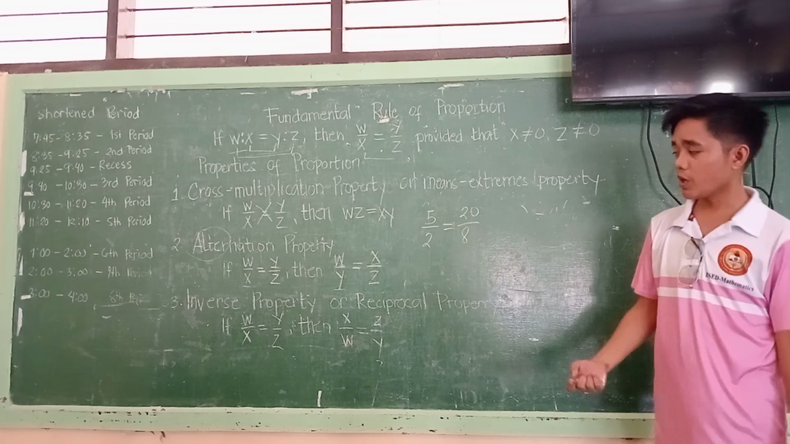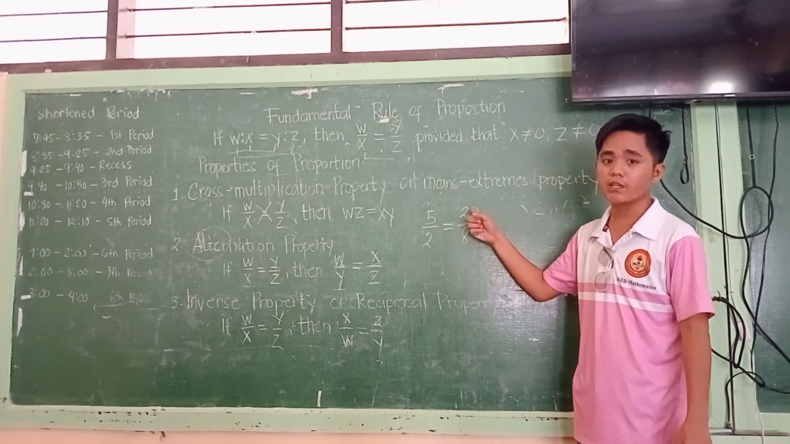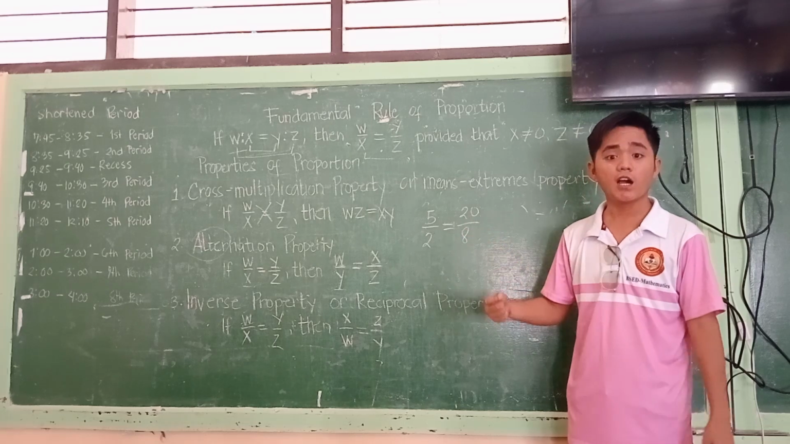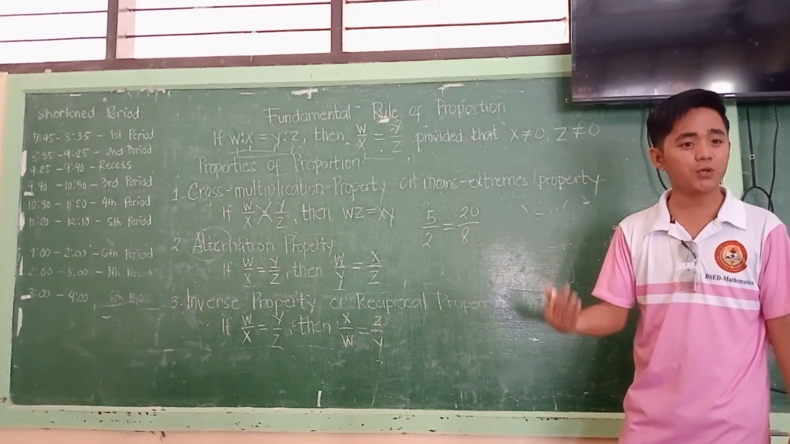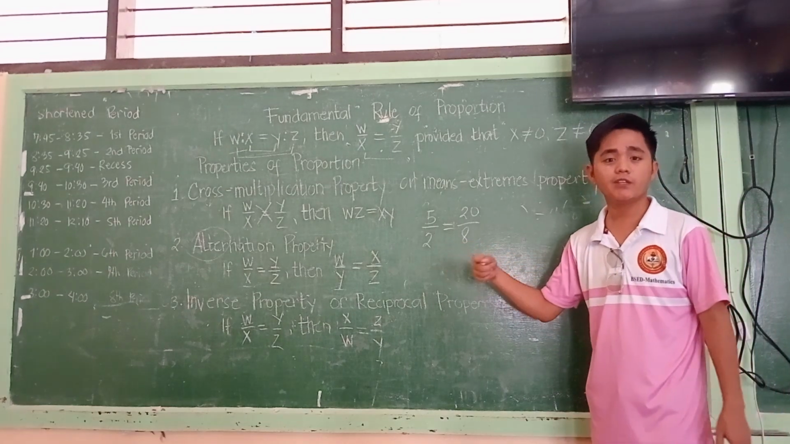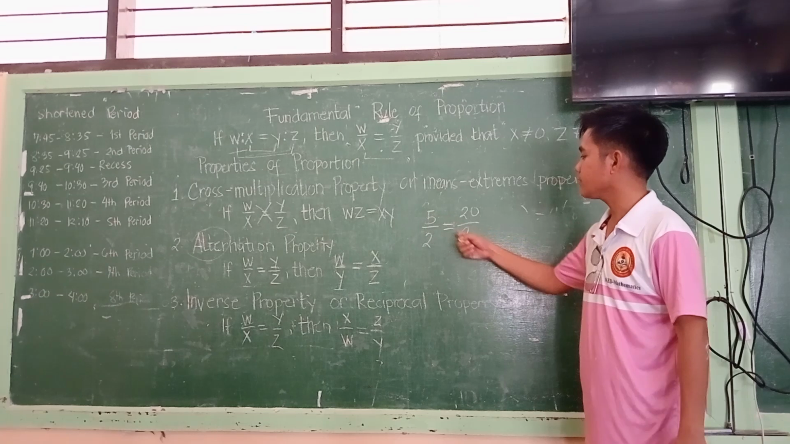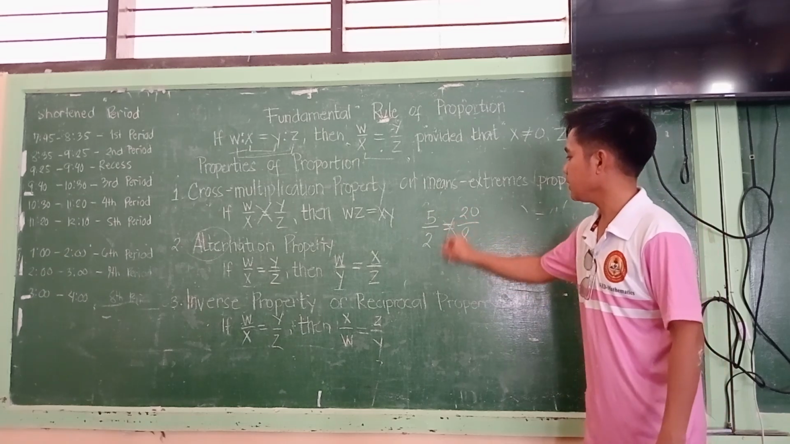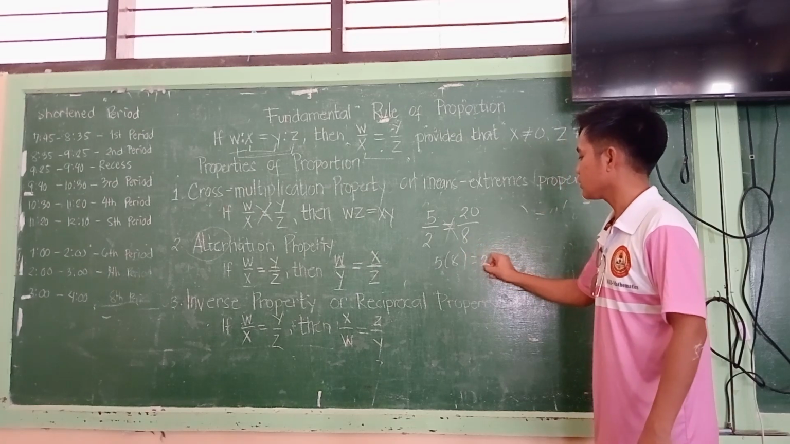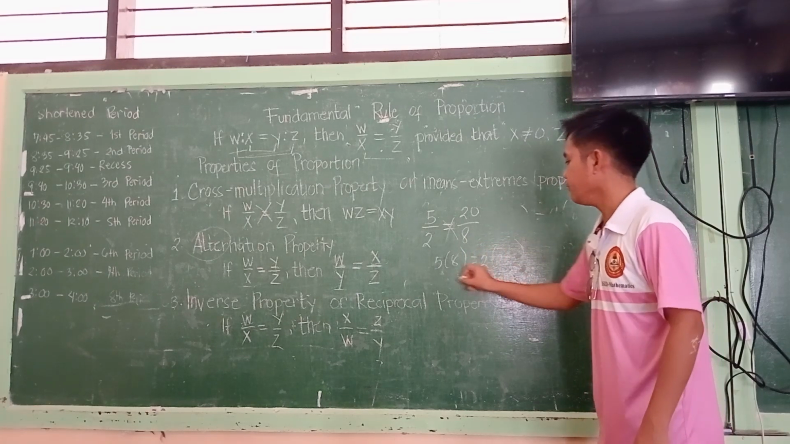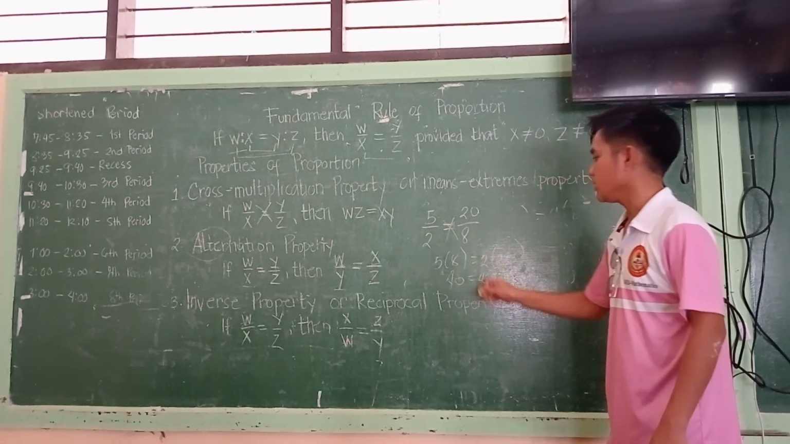Now the alternation property says that if you swap x and y, you get the same answer. Okay, let's check if it is the same. But before we alternate our given proportion, let's solve it first. So that is 5 times 8 by cross multiplication. So 5 times 8 is equal to 2 times 20. So we have 5 times 8, 40, is equal to 40.